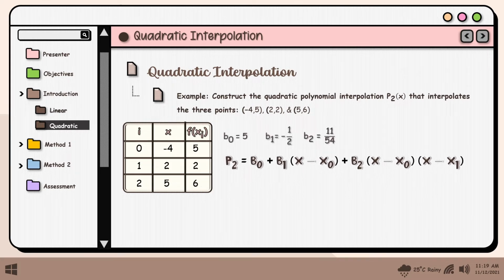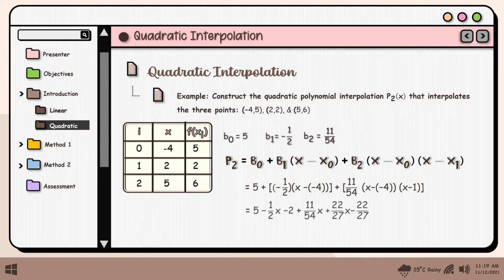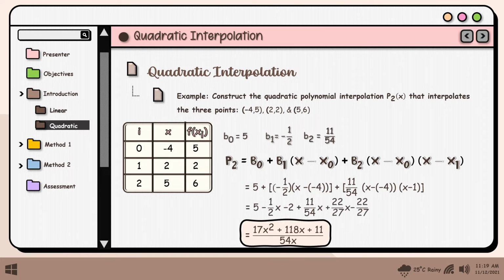We'll be using that to substitute it on our quadratic interpolation formula, such that 5 plus -1/2 multiplied to x minus -4 plus 11/54 multiplied to x minus -4 multiplied again to x minus 1. Simplifying the equation, we have the final answer 17x² plus 118x plus 11 all over 54x. When graphed, this is what it looks like. Both linear and quadratic will be used in the next 2 methods we'll be discussing about.